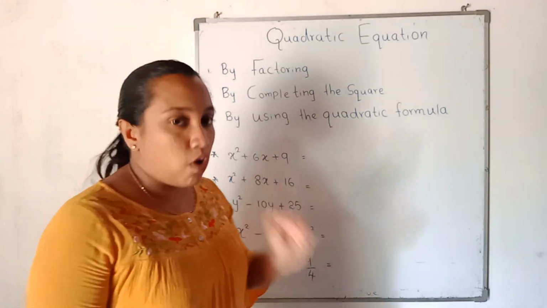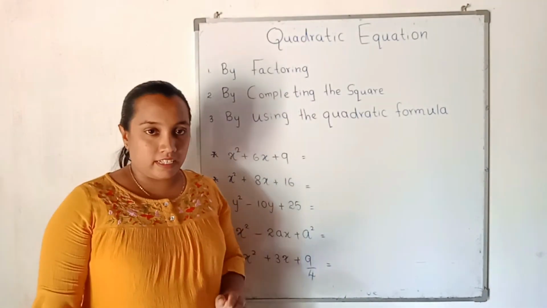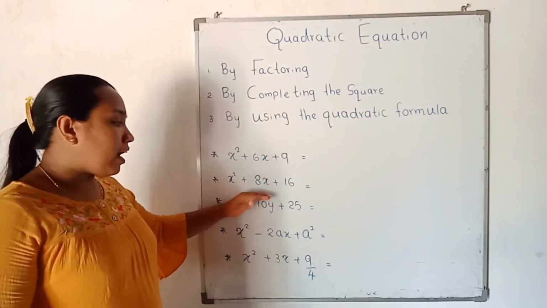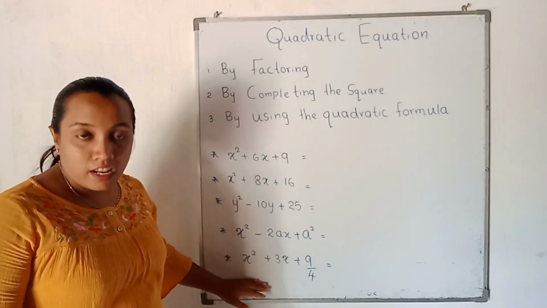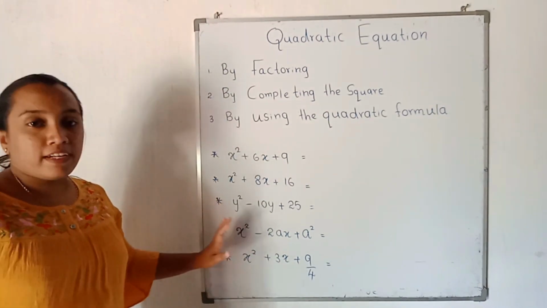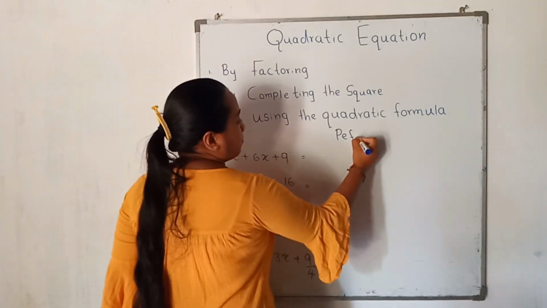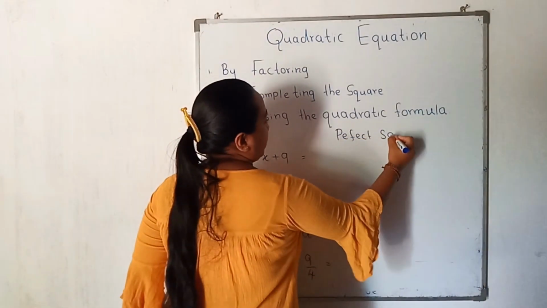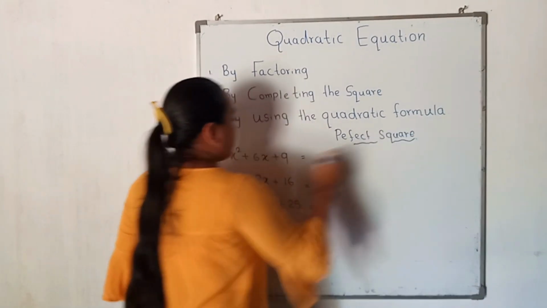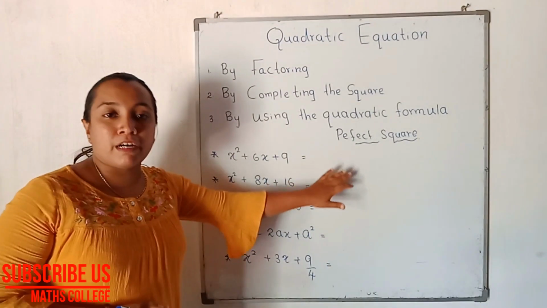Okay, let's go. Before we study the completing the square method, we should know how to write a quadratic expression as a perfect square. This is the quadratic expression. How can we write it as a perfect square?